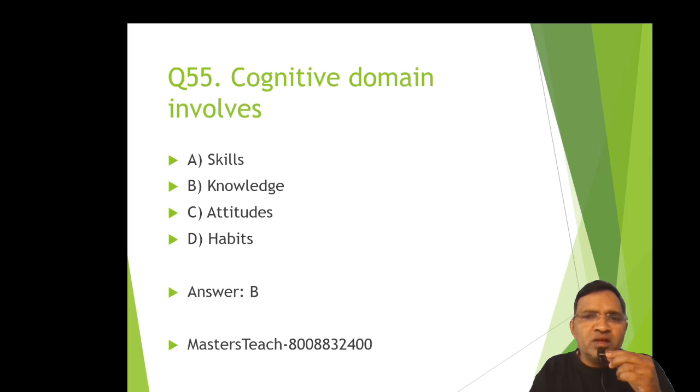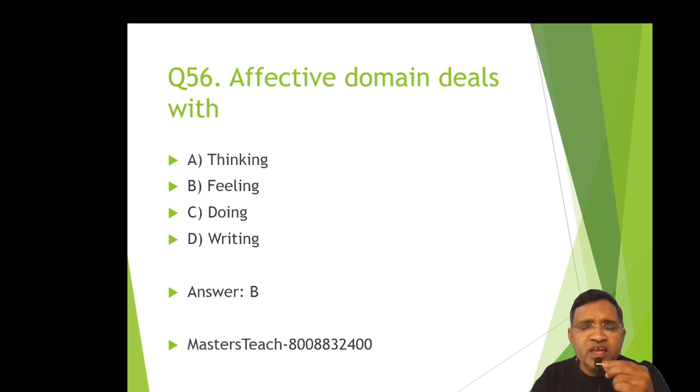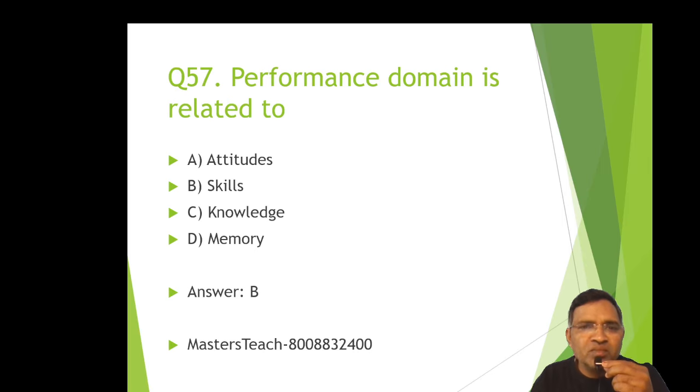Then cognitive domain involves A. Skills, B. Knowledge, C. Attitude, D. Habits. The answer is B. Cognitive domain involves knowledge. Then affective domain deals with A. Thinking, B. Feeling, C. Doing, D. Writing. Affective domain deals with, answer B, feeling.